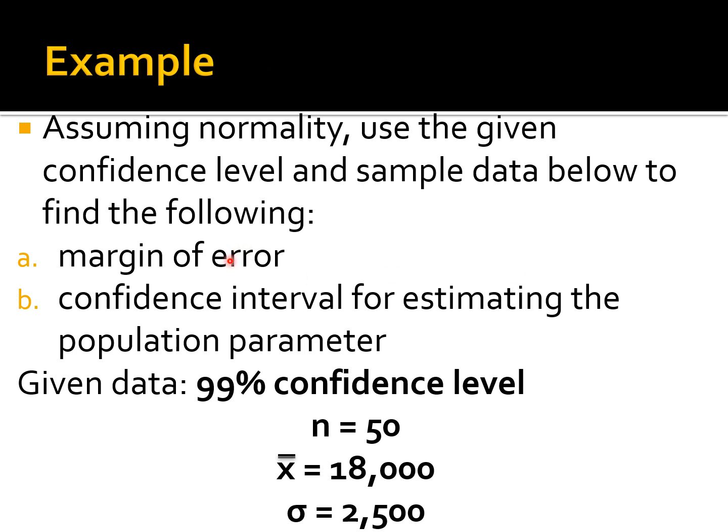Another example, assuming normality, use the given confidence level and sample data below to find the following: margin of error, confidence interval for estimating the population parameter. Okay, so ang given natin, we have 99% confidence level, sample size is 50, sample mean is 18,000. Yung given dito is, this symbol is the symbol for population standard deviation, yung walang square, just sigma.